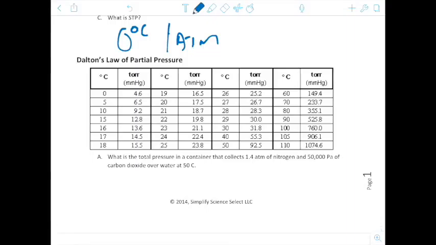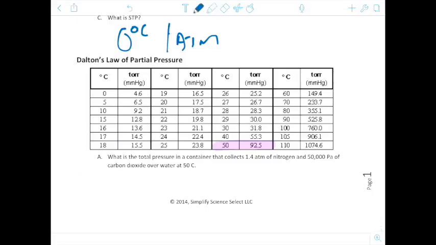Looking at Dalton's law of partial pressure, it says what is the total pressure in a container that collects 1.4 atmospheres of nitrogen and 50,000 pascals of carbon dioxide over water at 50 degrees Celsius. We have the water vapor chart here, and we see that at 50 degrees Celsius we will have a pressure of 92.5 torr. We just need to get all these pressures in the same unit, and then add them together. So we have 1.4 atmospheres.